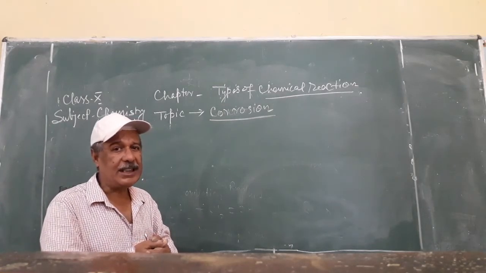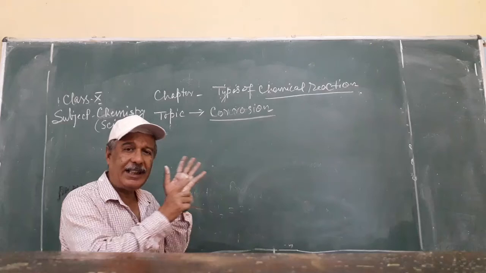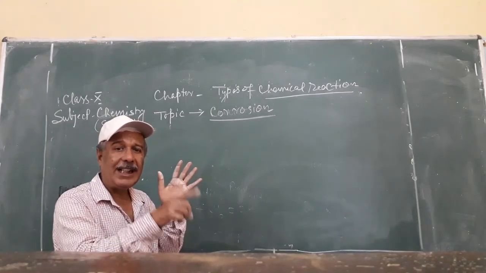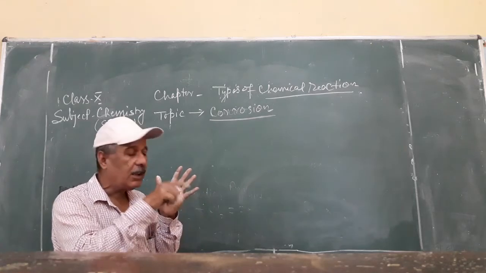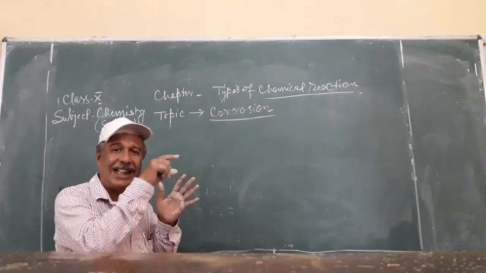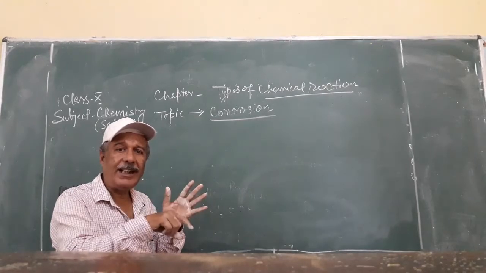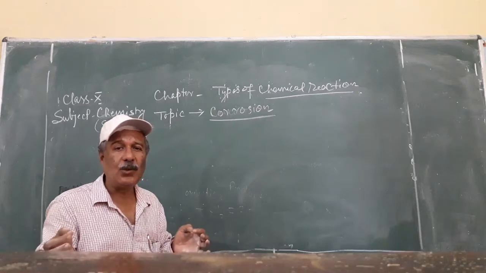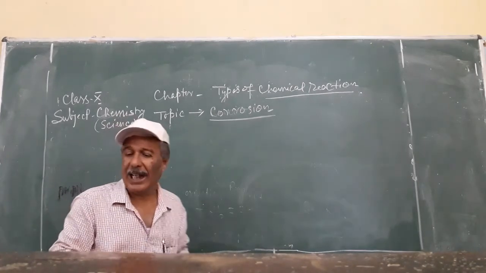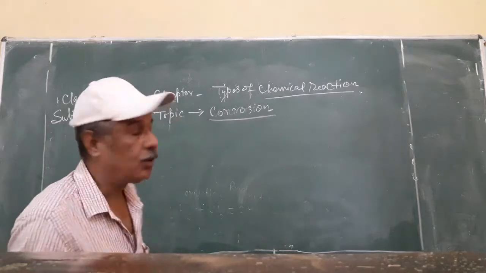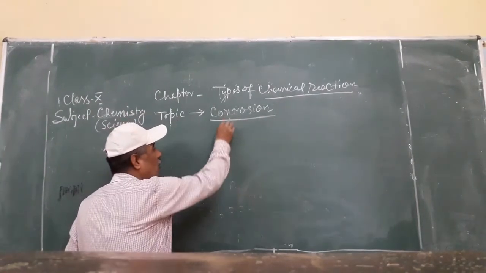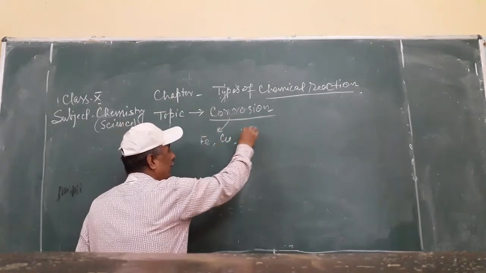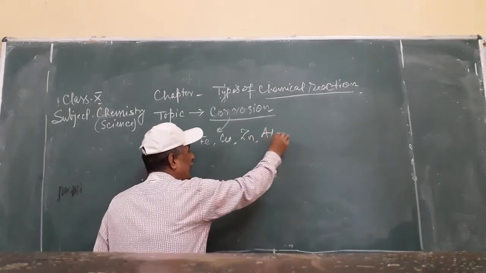So what really happens is that the phenomenon in which the natural shining of certain metals gradually decreases when they are exposed to open atmosphere is known as corrosion. The metals which undergo corrosion are iron, copper, zinc, aluminium, etc.